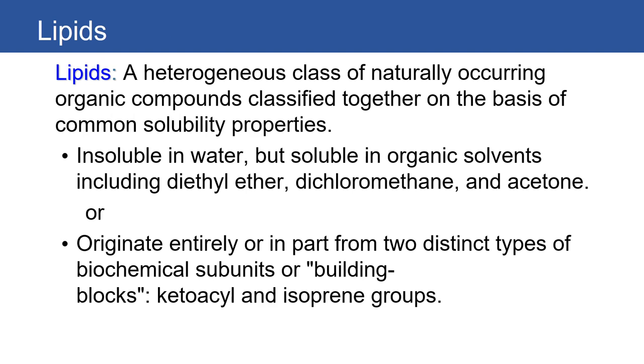Earlier we described lipids. At the bottom of the slide, we characterized lipids as being defined by two distinct types of chemical functional groups, ketoacyl and isoprene groups. Another way we can classify them, and you'll probably find this on exams, hint hint, is that they're insoluble in water but soluble in organic solvents. Both of those are used as classification mechanisms for lipids. Lipids are very heterogeneous and naturally occurring, meaning they commonly have all sorts of different properties.